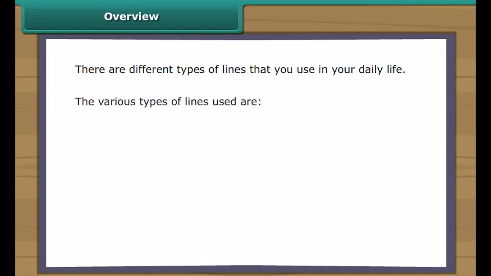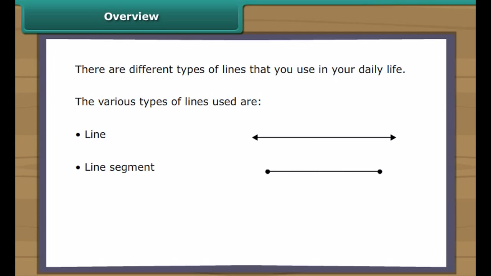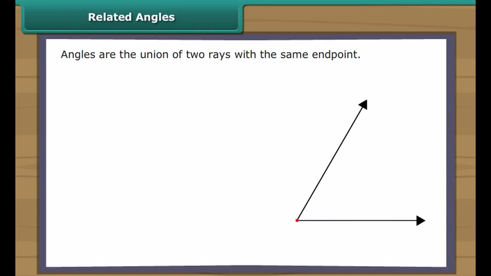Overview. There are different types of lines that you use when you create a simple picture. You can create a simple house, a sun, and so on, and you use the simple lines to denote these pictures. Let us look at the various types of lines used. Line. A line has no beginning and no end. You can stretch a line infinitely in both directions. Line segment. A line segment has a beginning and an end. Ray. A ray has a starting point but no end.